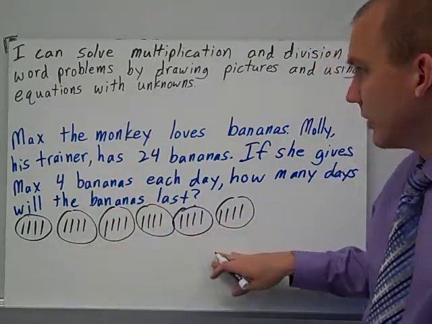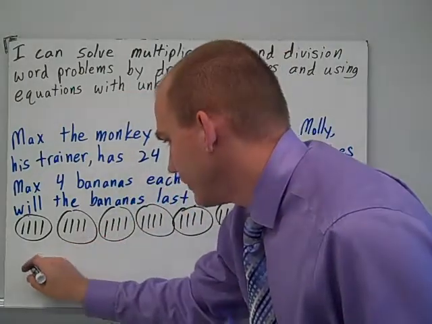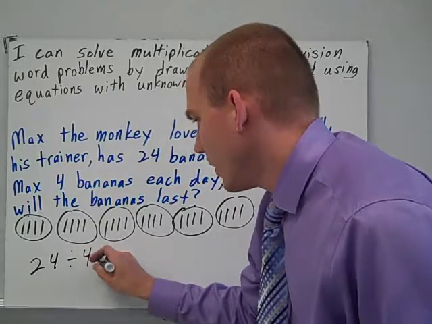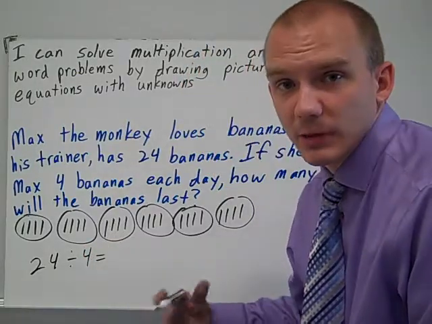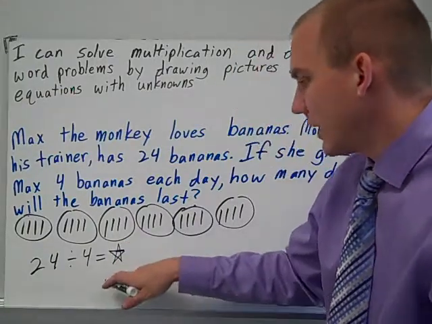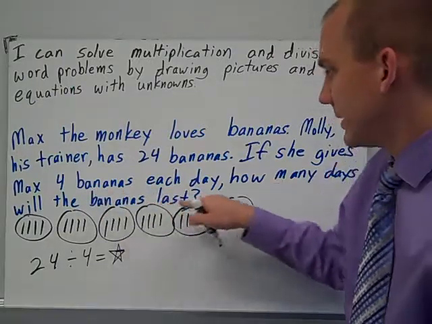So here's a picture I've drawn of it. So, drawing pictures. And now an equation with an unknown. Well, 24 divided by 4 equals, and that's your unknown. So we're just going to use a shape or a symbol there. I'm going to use a star. Equals star. I don't know what star is, and that's what I'm trying to find. How many days will the bananas last?